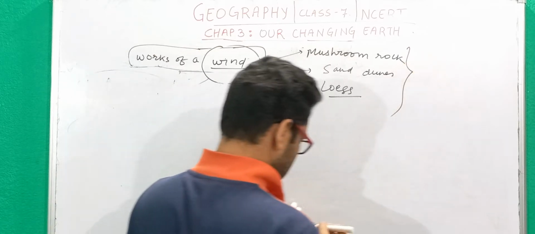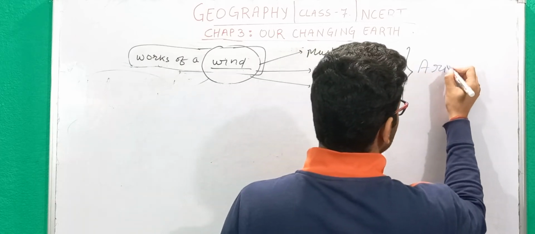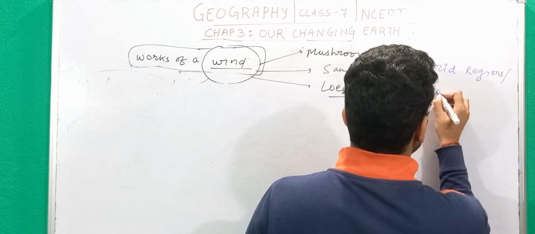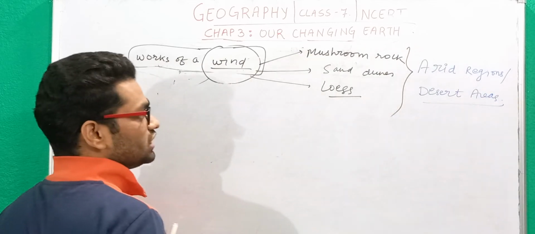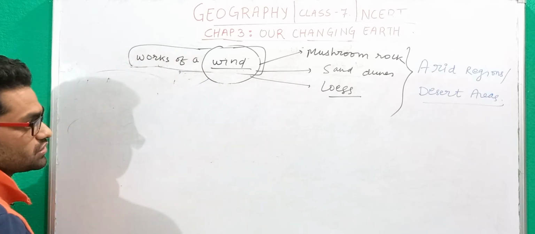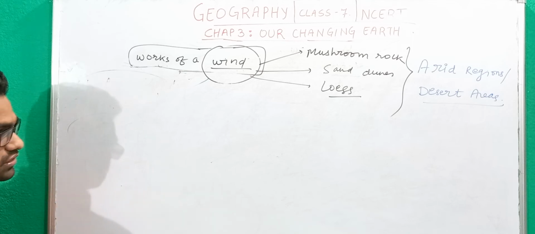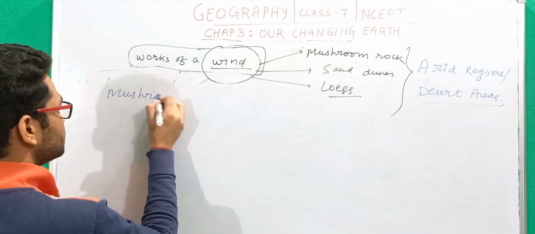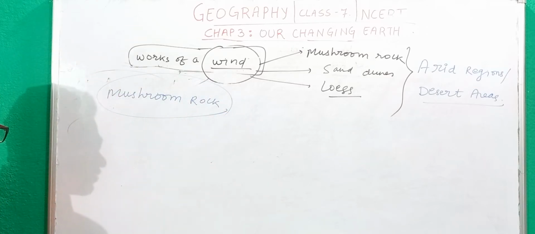First I must tell you one thing, that all these features that we are going to study are a peculiar feature of arid regions or the desert area. You will not find sand dunes formation in the plain area of Himalayas or Gangetic plains. This is something you will find in arid regions, in areas where lots of sand are there, in desert area. First, understand mushroom rock. What is this idea of mushroom rock? As the name itself suggests, a rock which is mushroom shaped is called mushroom rock.